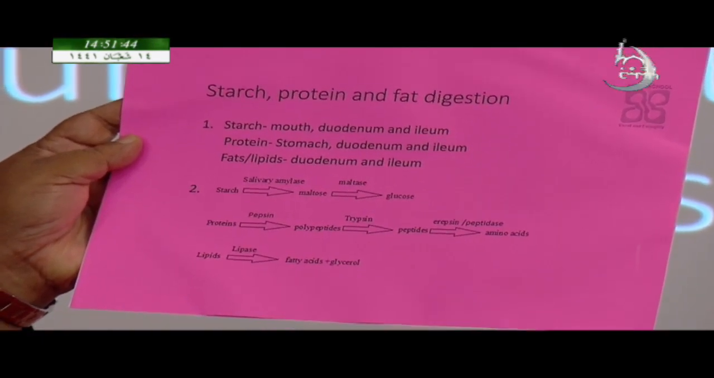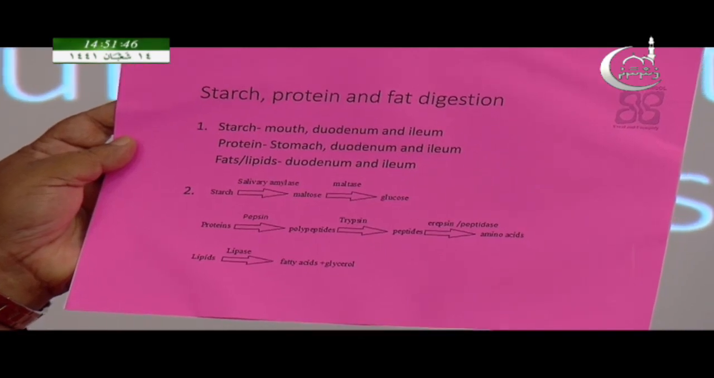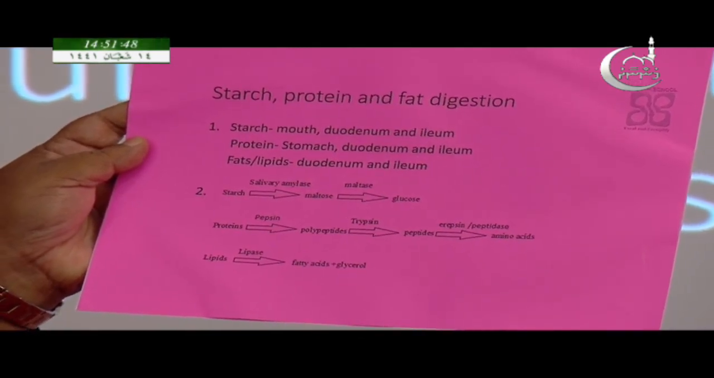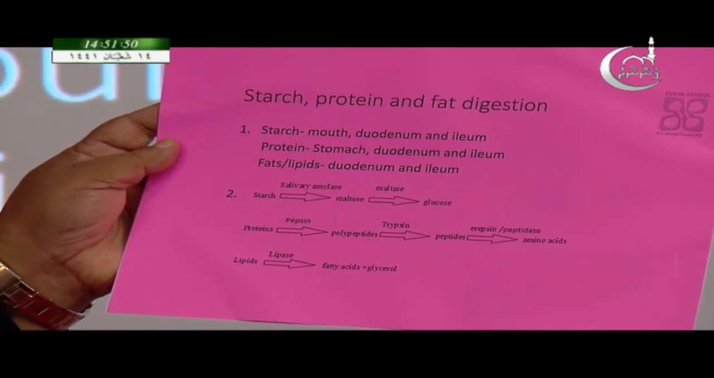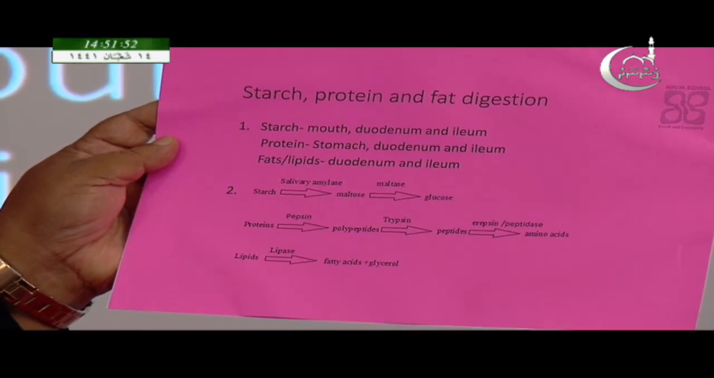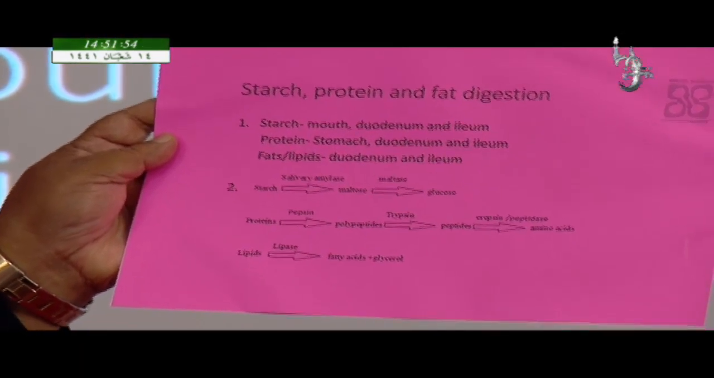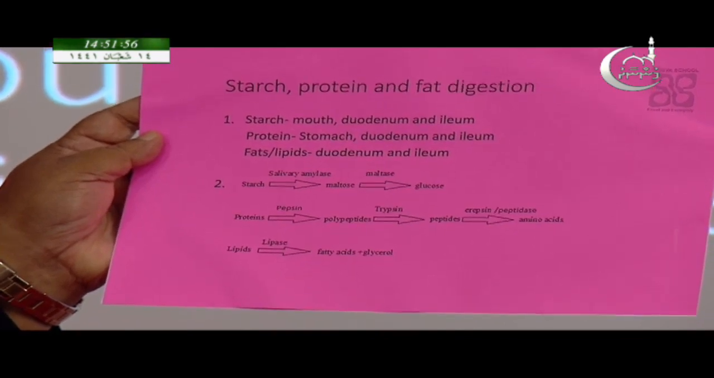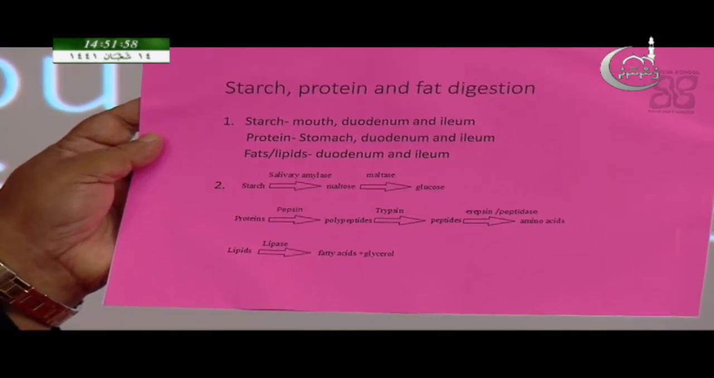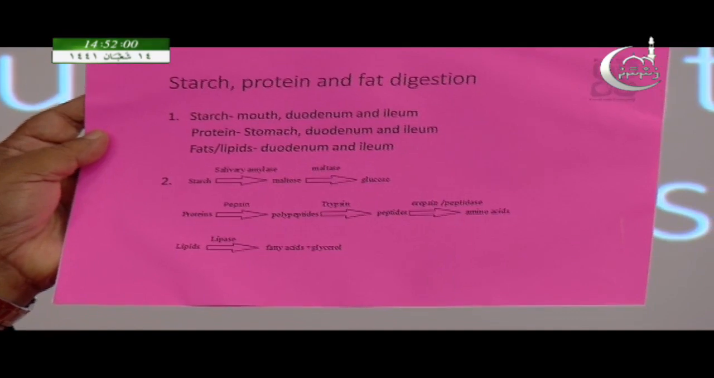Likewise, proteins, with the help of pepsin, are converted to polypeptides. Trypsin will convert polypeptides into peptides, and erepsin or peptidase will convert peptides into amino acids. And for lipids, it is lipase which converts fats into fatty acids and glycerol. So, for lipids, it is only one enzyme.